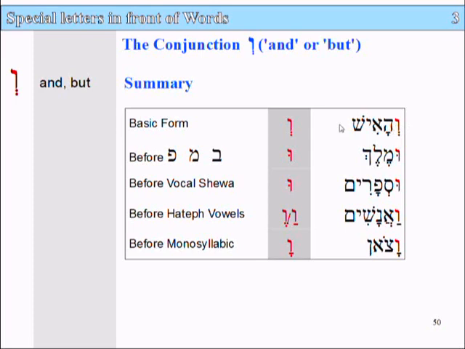So it's just ve'ha'ish. But if it's in front of a word beginning with the letters bet, mem, or pay, then it changes from a v sound to an u sound, a shurek. So it becomes u'melech, for example, if it's in front of the word melech, because melech begins with a mem. And it also can have an oo sound when in front of a word beginning with a vocal shva. For example, this word sefarim, books, becomes usefarim, and books.